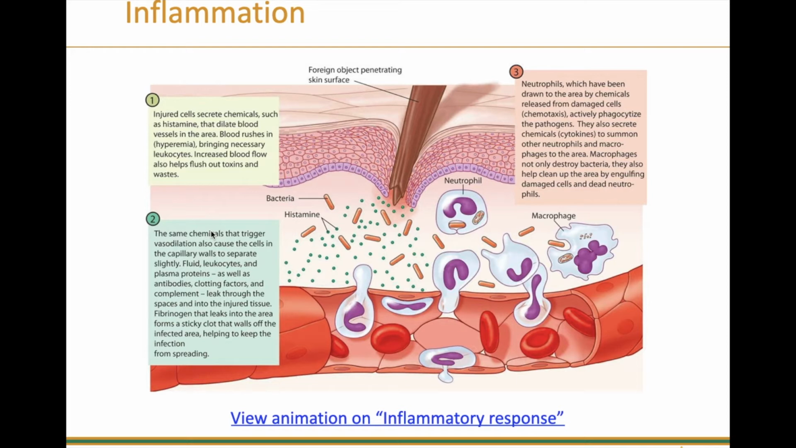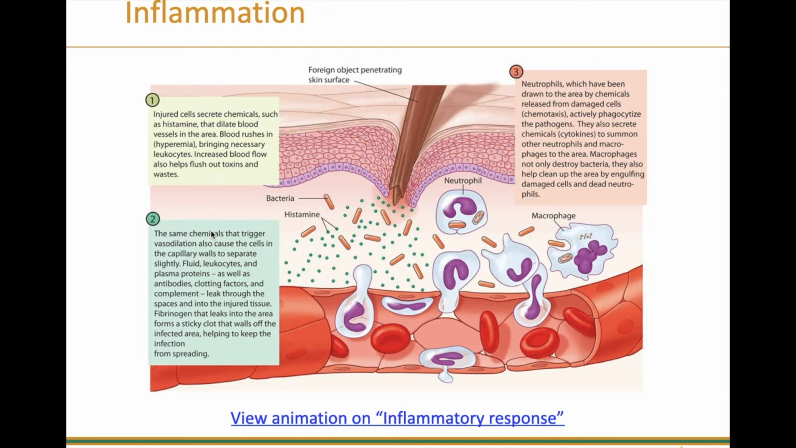In the process of inflammation, as you just saw, the injured cells will secrete chemicals like histamine that dilate the blood vessels, causing more blood to come into the area. The more blood brings more leukocytes. These same chemicals also cause the cells in the capillary walls to separate, and that makes it easier for the leukocytes, the white blood cells, to leave. And other plasma proteins such as clotting factors leak out as well.